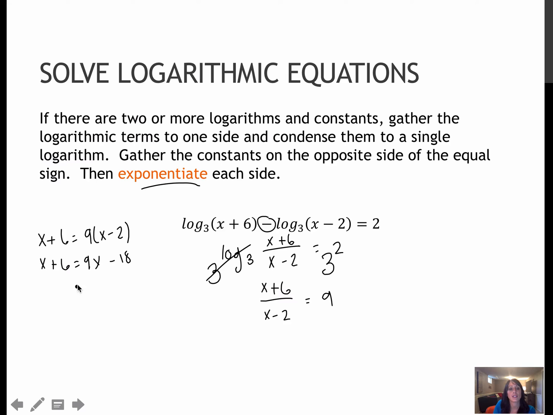Get all of my x's to one side. So that would be 8x minus 18 on that side and 6 on the left. I would add 18, and I would divide to get x equals 3. And then again, I would double check. 3 minus 2, that works. 3 plus 6, that works. So my solution is 3.